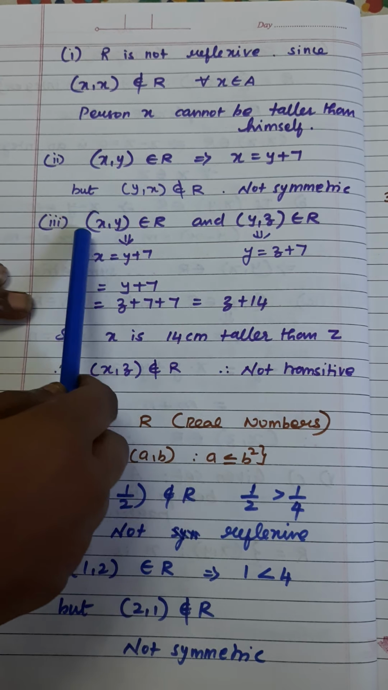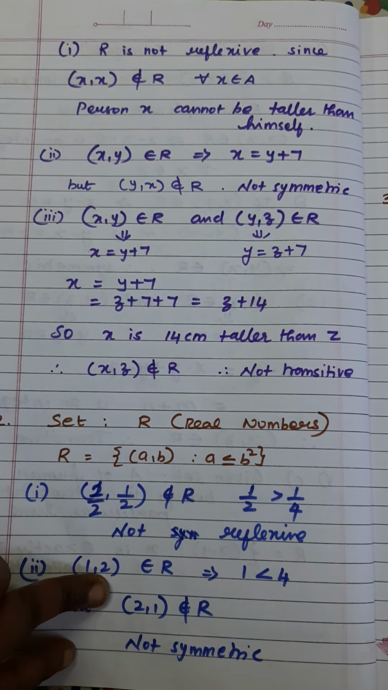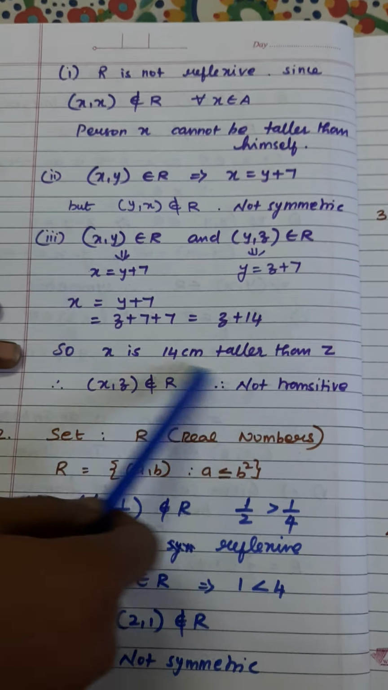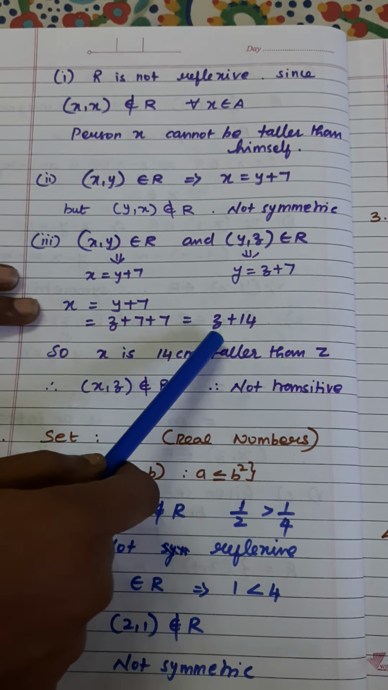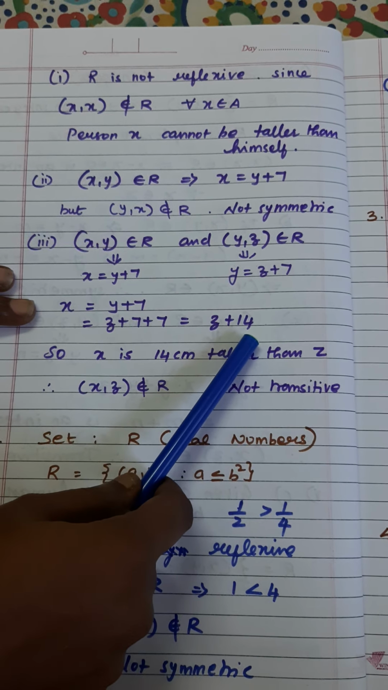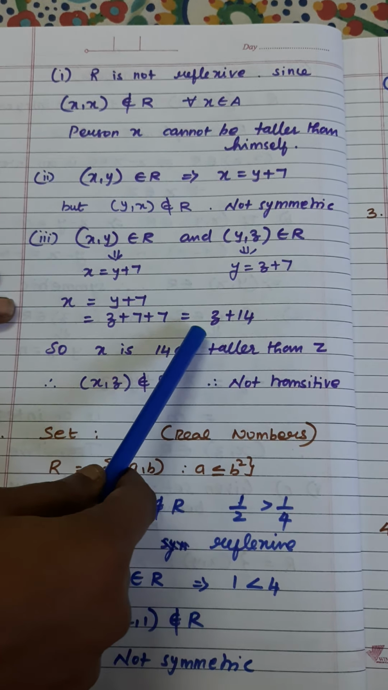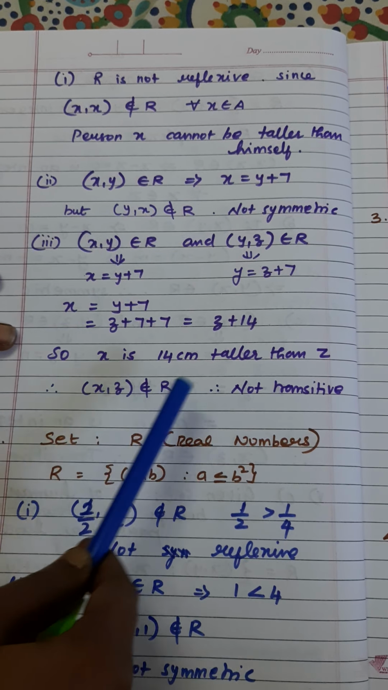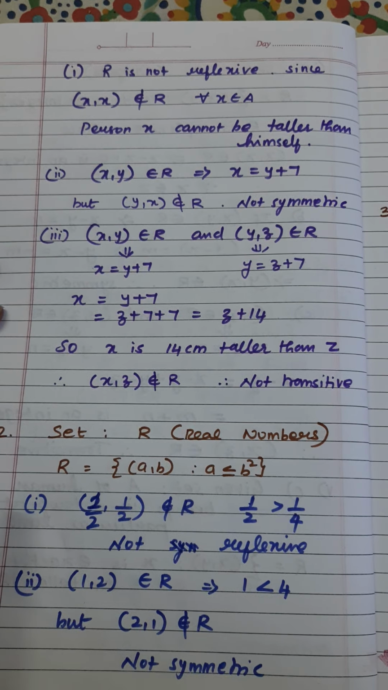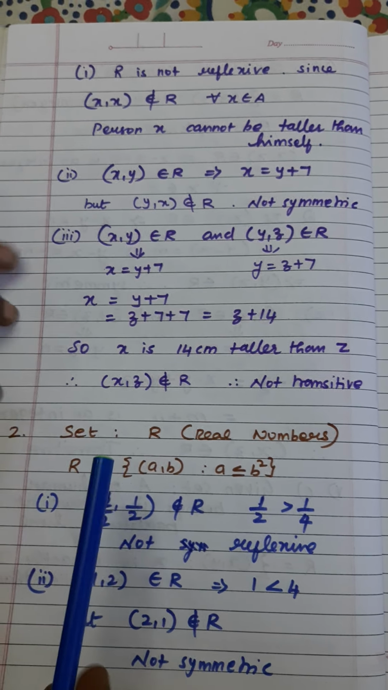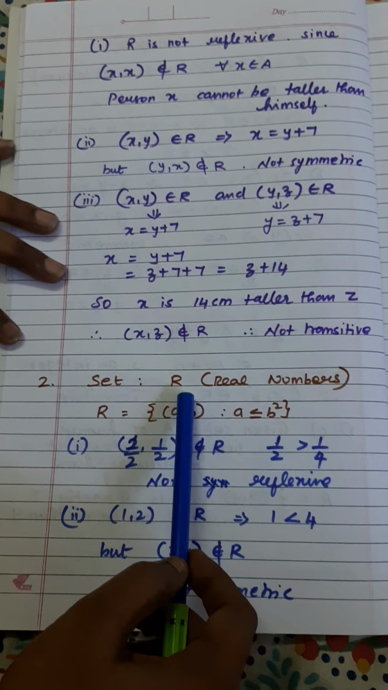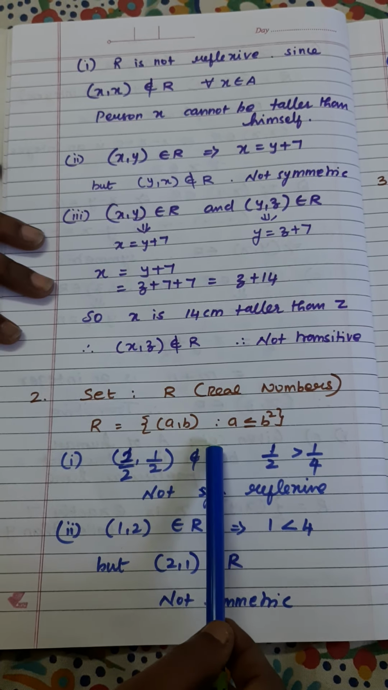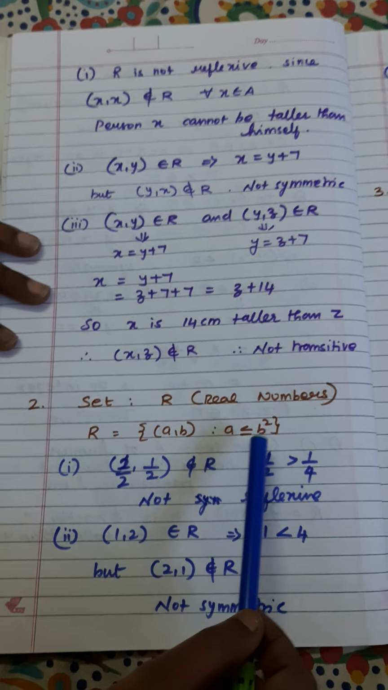Now we need to check whether (x, z) belongs to R or not, that is, whether x is 7 cm taller than z or not. When you simplify this, you get x equal to z plus 14, which shows that x is 14 cm taller than z. So (x, z) doesn't belong to R. Hence it is not transitive. Now we will discuss question number 2. The given set is R, the set of real numbers, and the given relation is (a, b) such that a is less than or equal to b squared.